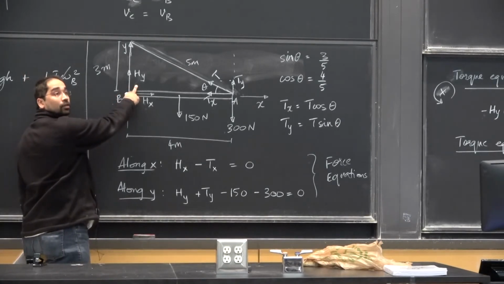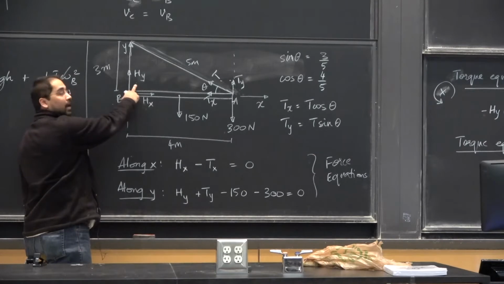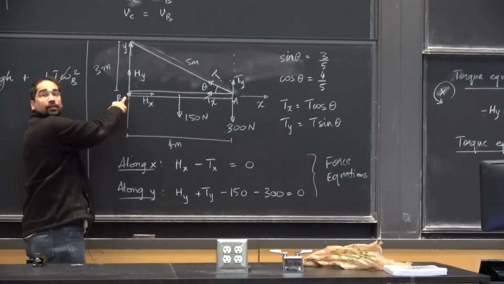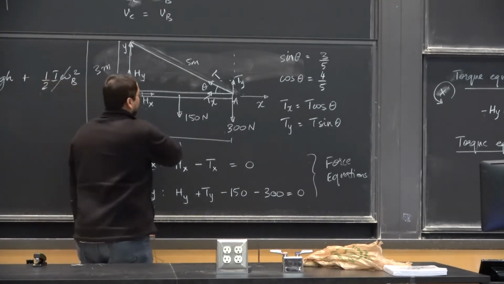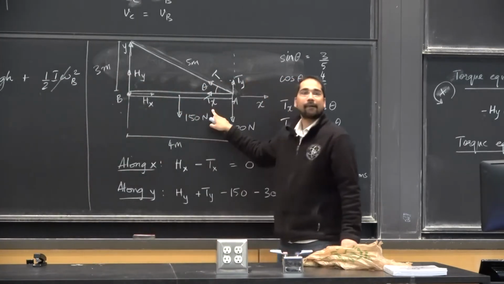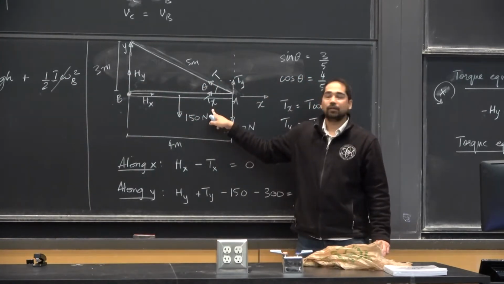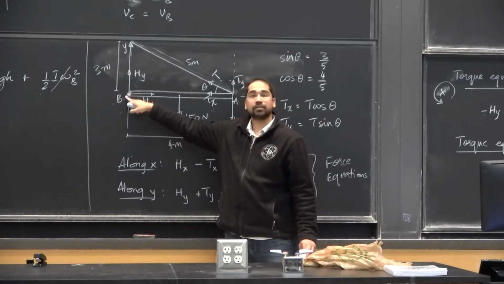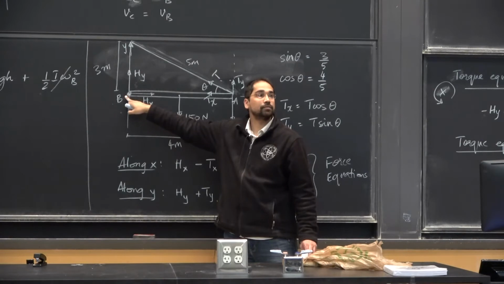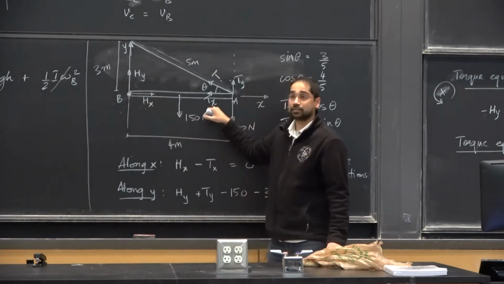Does Hy have a torque? No, it acts exactly at the hinge I've chosen, right? Acts exactly at the axis I've chosen. Hx? Hx also should not have a torque. It acts at the point that I've chosen to be the axis of rotation. What about Tx? No, right? Because it points right at the axis. It points directly towards the axis. There's no perpendicular component to Tx.